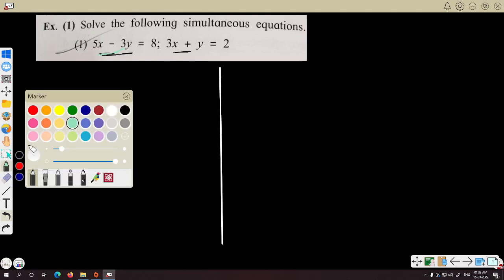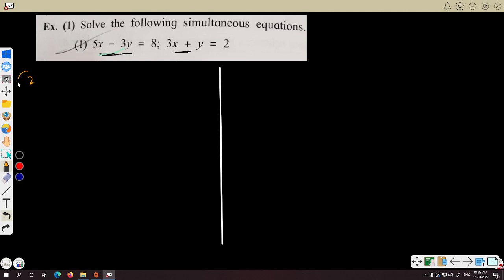Fine. For the elimination method, I'll use another color. We'll take orange. The second method we had was the elimination method. Now, as the name suggests, in this method what we will do is eliminate one of the two variables, x or y. Totally, we will take it out of the discussion. Now, how do we do this?